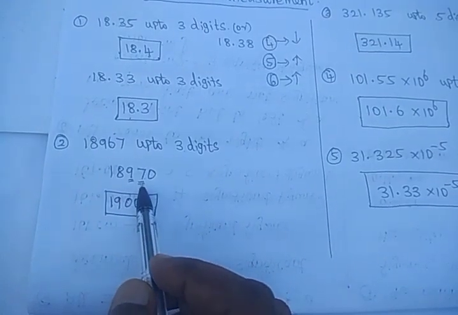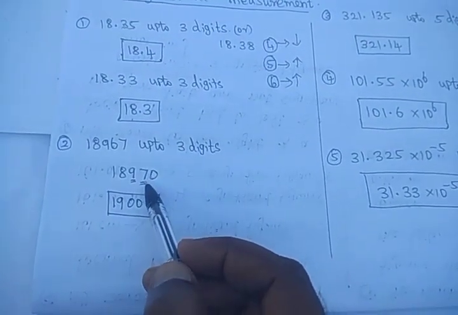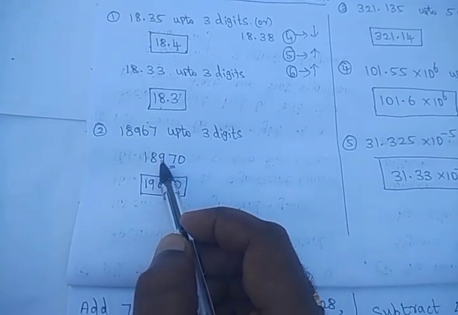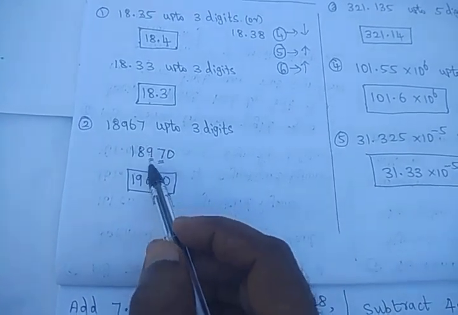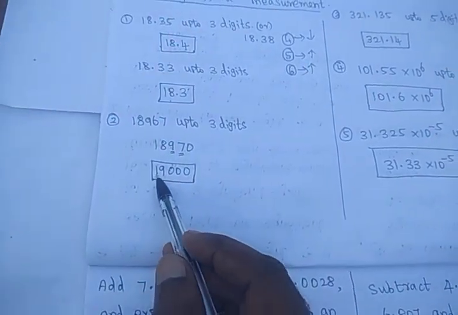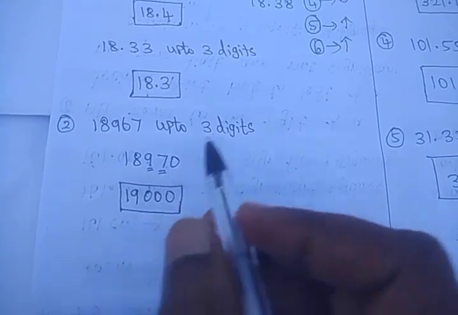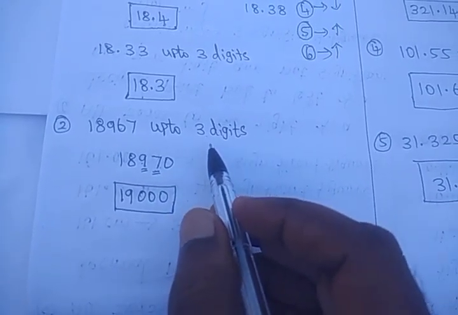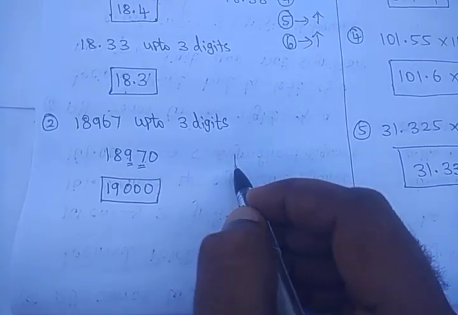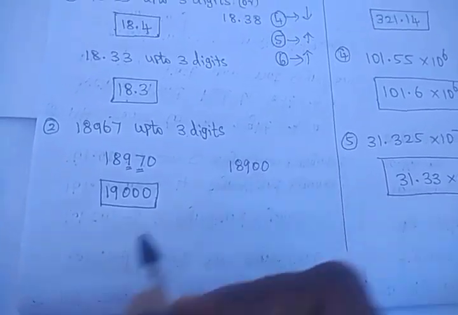Now you see the next one. 7 is greater than 5, so we have to increase one number in the previous digits. Then we will get 0 here, and automatically 1 increases here. So 19,000. Sometimes students may ask, sir, in the question they will ask only rounding up to 3 digits, so I will write 18,900, sir. Is that a correct answer?